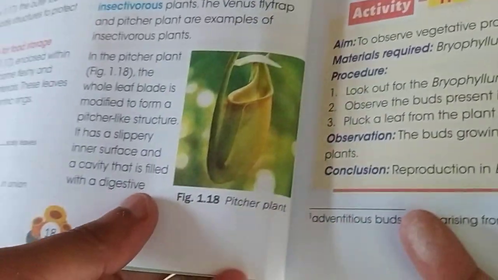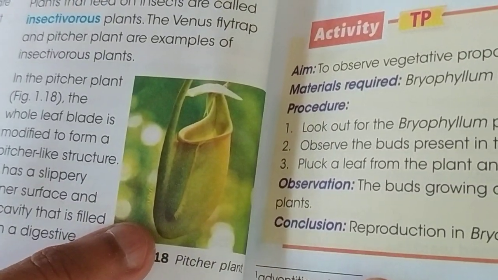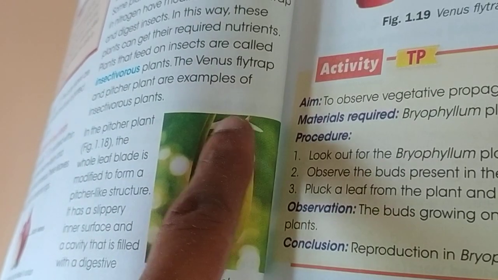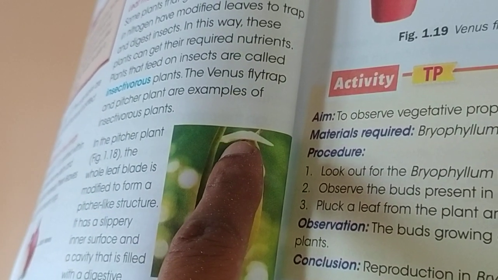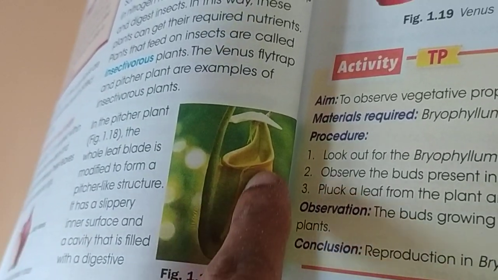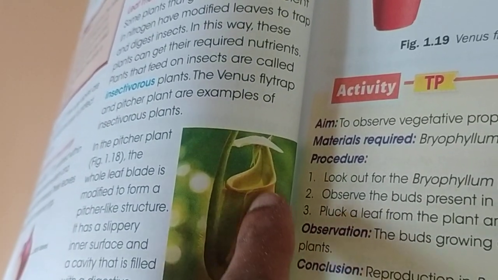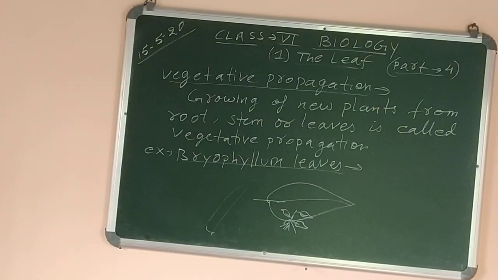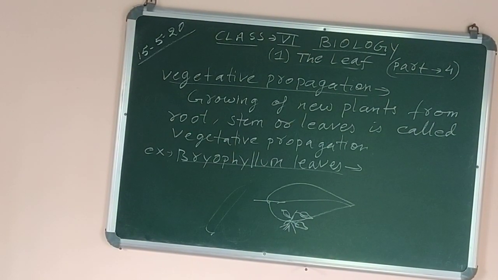Now look at the pitcher plant. Can you see this one? Pitcher plant. This one is the apex of the leaf, how it is like a lid or a covering of the leaf, isn't it? And this one is the petiole of the leaf. The lamina is modified into this pitcher. Okay, lamina is modified into pitcher to trap the insects.